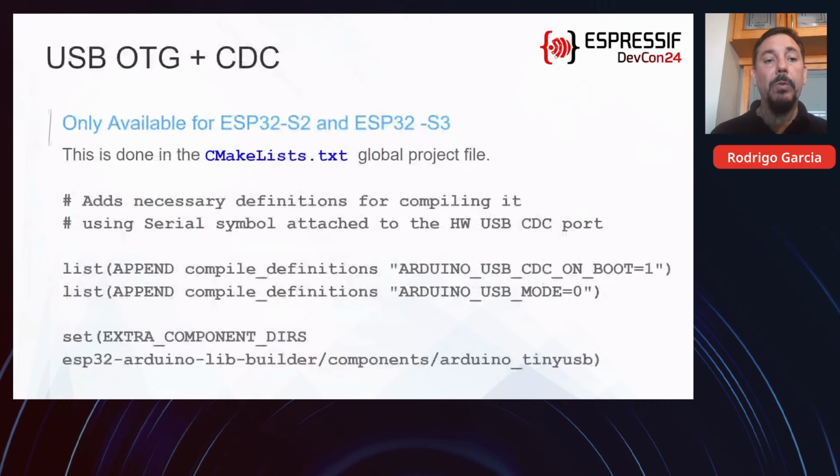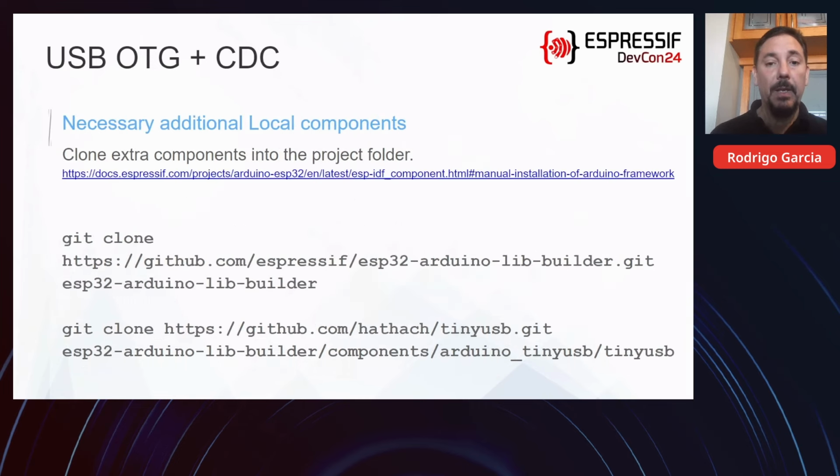If you want to use OTG USB, which is only available for the S2 and S3, it's very similar to the other process, but you need to set the mode to 0 in the CMakeLists.txt file. And also you need to add the TinyUSB component here, which will be cloned. How to clone it? You basically go to your project folder and execute those two lines of command. You'll clone ESP Arduino Lib Builder into the project folder, and then you clone the TinyUSB project into that too. That's all you need to do, and just build it and flash it.